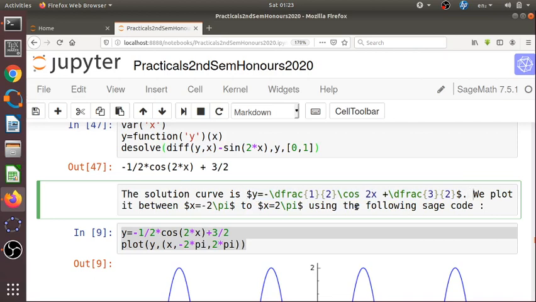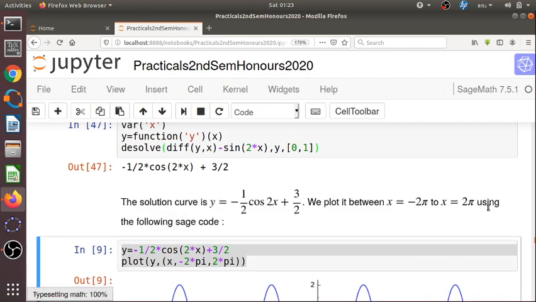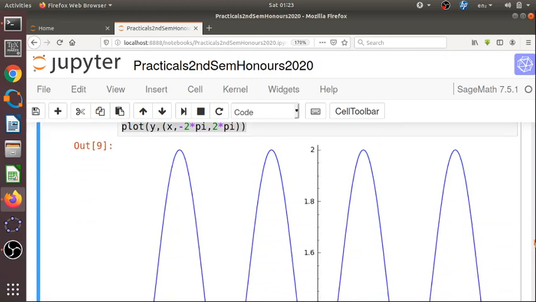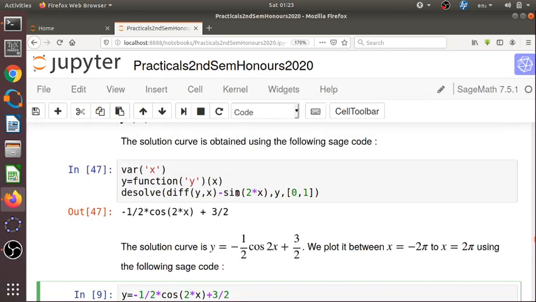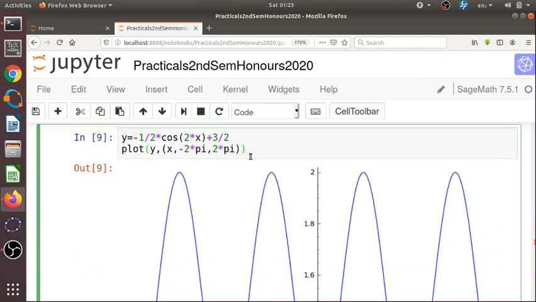So we plot it between... the domain is R, so we plot it between some limited finite values, say x equal to minus twice pi to plus twice pi, using the following Sage code. What is the code we have used? It's similar to the plot function that we have already done in the first semester. This is the function that we have obtained here as the solution, minus half cos twice x plus 3 by 2. We will write it here, y equal to this, and plot y comma x ranging from minus 2 pi to plus 2 pi. Okay, and this way we will plot.